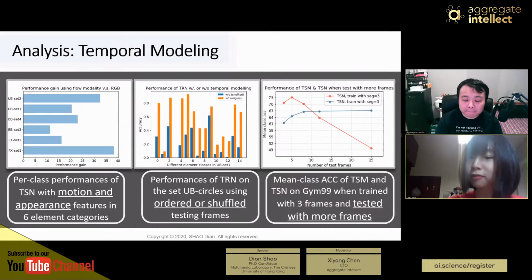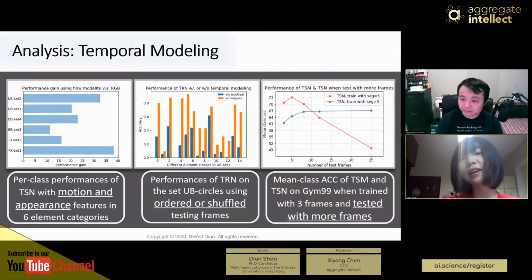test it with more frames, so when the testing frames are very different from those in training, the performance also drops sharply. You can see the red line represents the performance of TSM when testing with more and more frames. This is possibly because a very different number of frames leads to significantly different temporal dynamics.